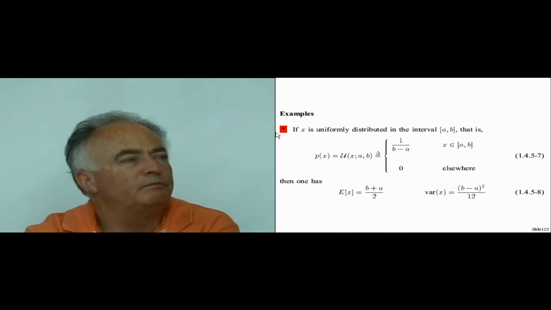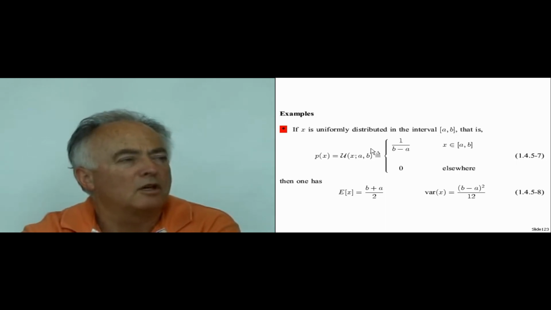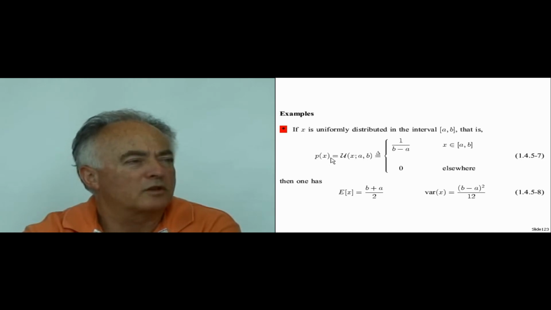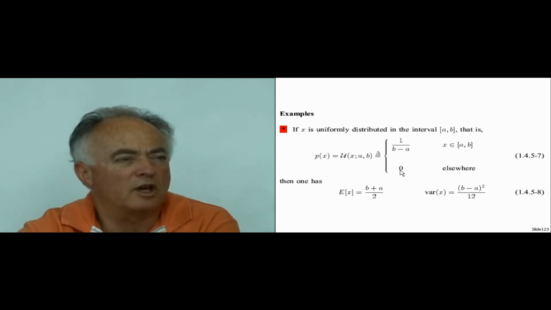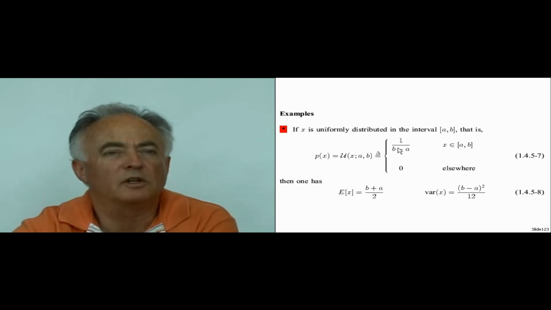Some examples. Let's take a random variable x uniformly distributed in this finite interval AB, which we write as p of x equals the uniform distribution with argument x and the two parameters a and b, the ends of the interval. It is 1 over b minus a as long as x is in this interval AB and 0 elsewhere. Clearly, if you integrate it over that interval, the value is a constant multiplied by the length of the interval, and you get 1.